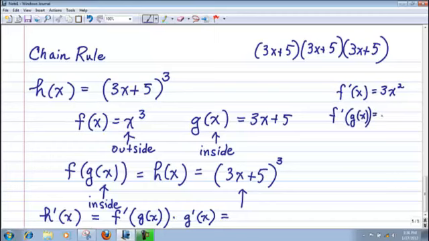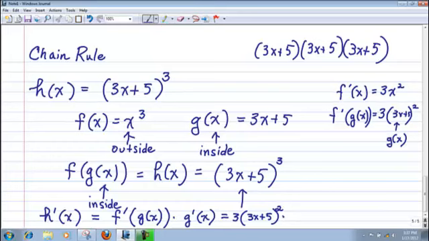F prime evaluated at g of x means substitute g of x for x in the f prime rule. So I'll make this 3 times not x squared, but (3x + 5) squared. So here I've plugged g of x in, I've put g of x on the inside of f prime of x. I've plugged g of x into f prime. So f prime evaluated at g of x is simply 3 multiplied by the quantity (3x + 5) squared.